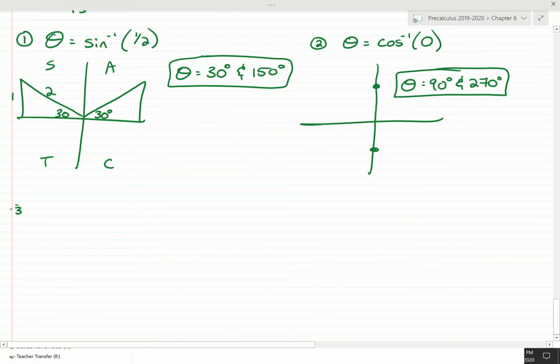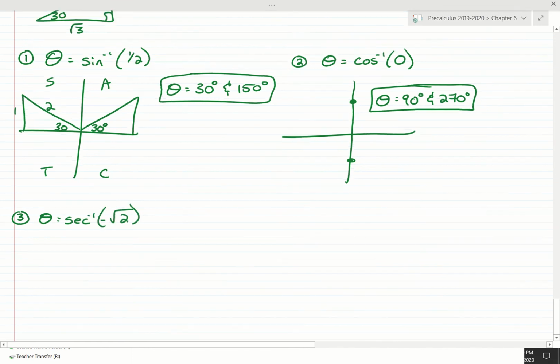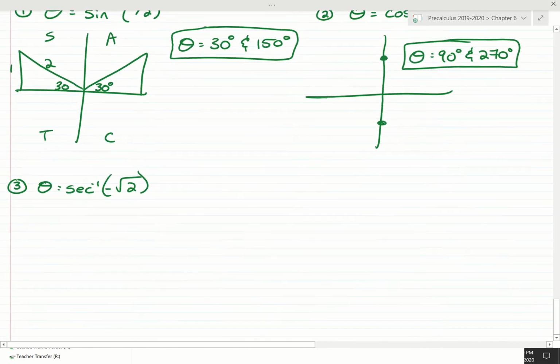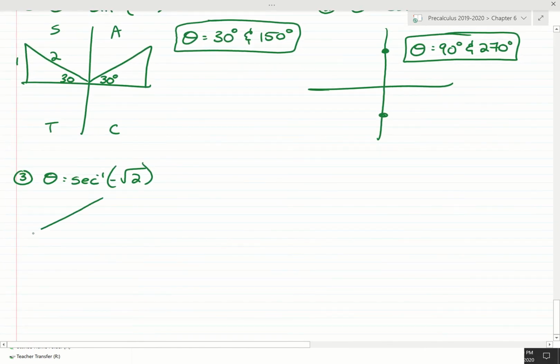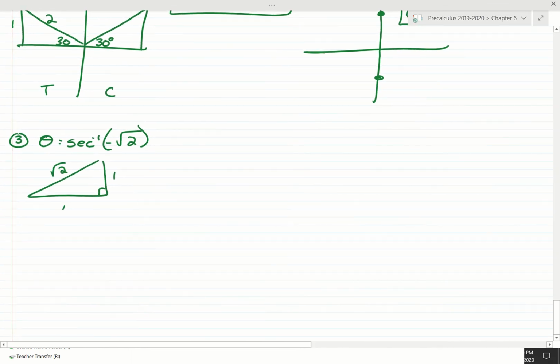For problem number 3, find two angles that give us an inverse secant of negative root 2. That's going to come from our 30, 60, 90 triangle. Or actually, no, it's going to come from our 45, 45, 90 triangle. 1, 1, and root 2. So secant would be the reciprocal of cosine, and 45 degrees would give us a secant of root 2.